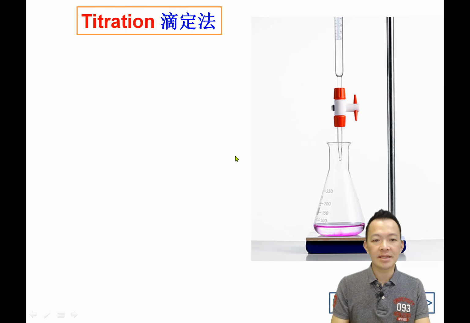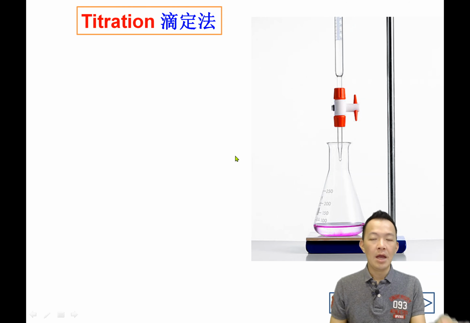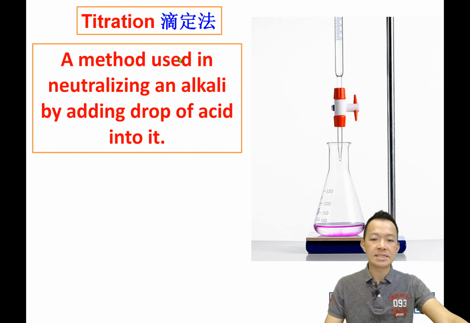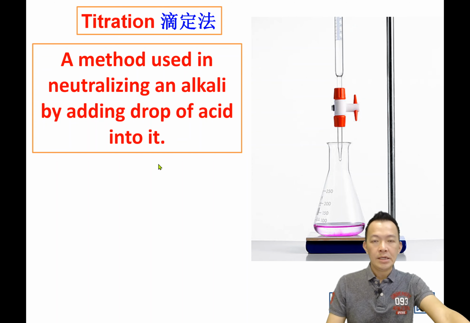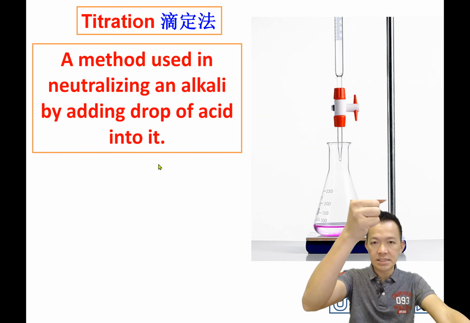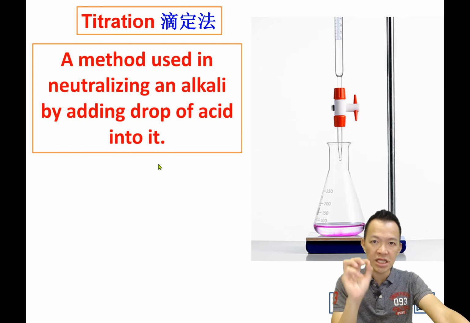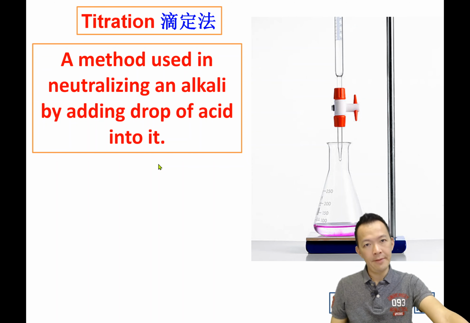But what is meant by titrations? This is a method that we use. A method used in neutralizing an alkaline by adding drops of acid into it. So it's a method to neutralize the alkaline. But how? You add acid drop by drop into the alkaline until the alkaline becomes neutral. Titration means dropping slowly, drop by drop, until the alkaline becomes neutral. Okay?